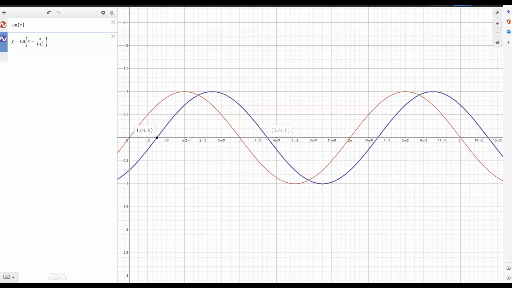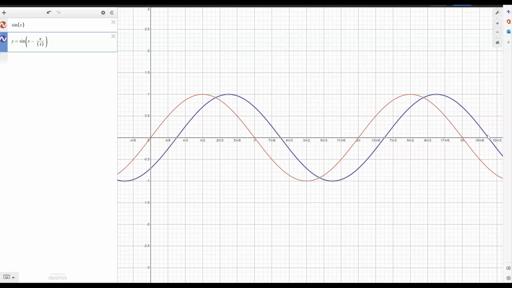And so since I shifted my starting point position by pi over 4, I'm going to also shift my ending position, right? So instead of ending at 2 pi, I end at 2 pi plus pi over 4, which is 13 pi over 4. Okay, so it just shifts your function a little to the right.